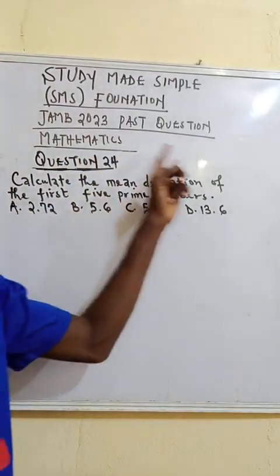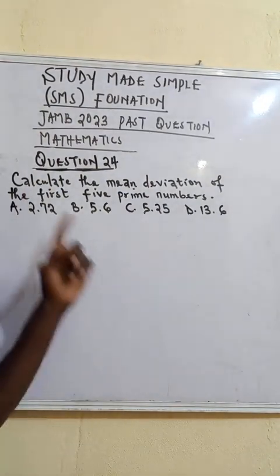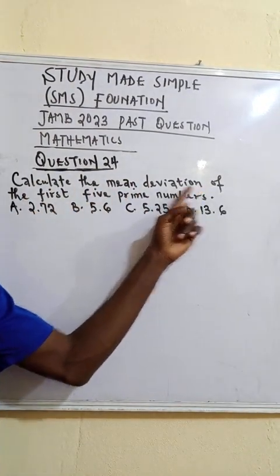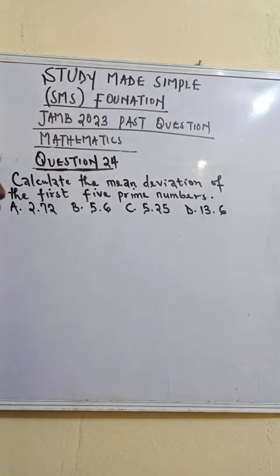24 JAMB 2023 past question. Mathematics. Calculate the mean deviation of the first 5 prime numbers.